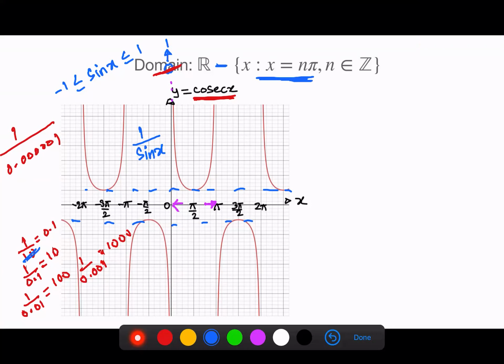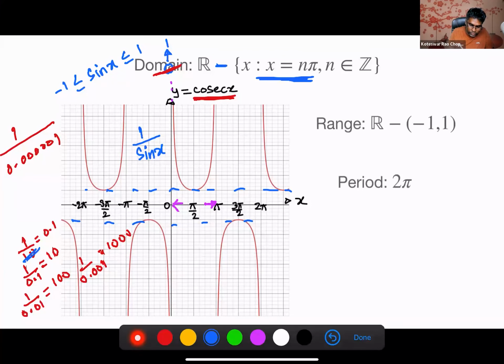Yes, sir. Okay, so that means whenever your sin x is 0, that is not acceptable. That x value is not acceptable, but the x values which are closer to that are okay, they are acceptable. But when you actually use those values, your 1 by sin x value will become very large. So that is why you see that closer to 0 and closer to pi, you are getting a very large value for cosecant x. You guys are getting?